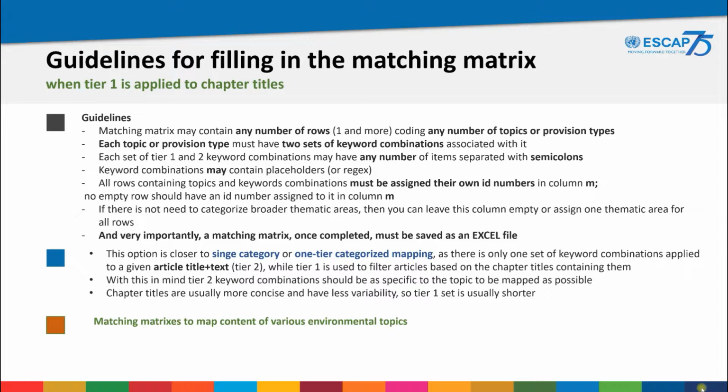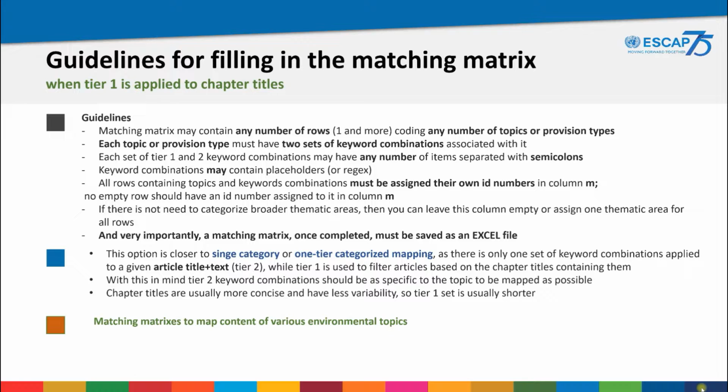The matching matrix may contain any number of rows coding any number of topics or provision types. Each topic or provision type must have two sets of keyword combinations associated with it. Each set of Tier 1 and Tier 2 keyword combinations may have any number of items separated by semicolons. Keyword combinations may contain placeholders or regular expressions.